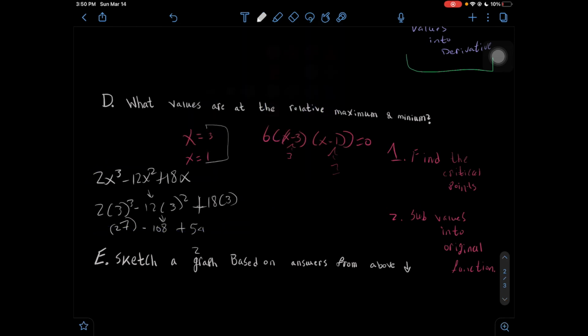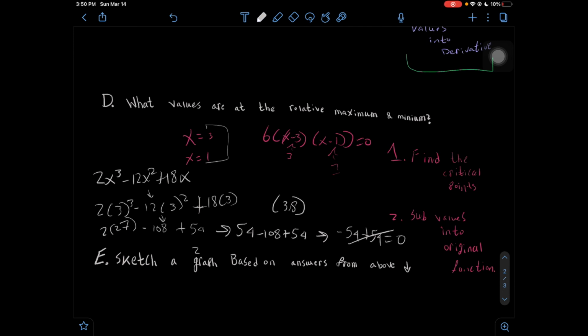Okay, so we had 2 times 27 is 54. So 54 minus 108 plus 54. And then we can do 54 minus 108, which is negative 54, plus 54, which gives us 0. So now we have a coordinate point of 3, 0. And we don't know if that's our max or min just yet. Let's go ahead and find what the value is when x equals 1.